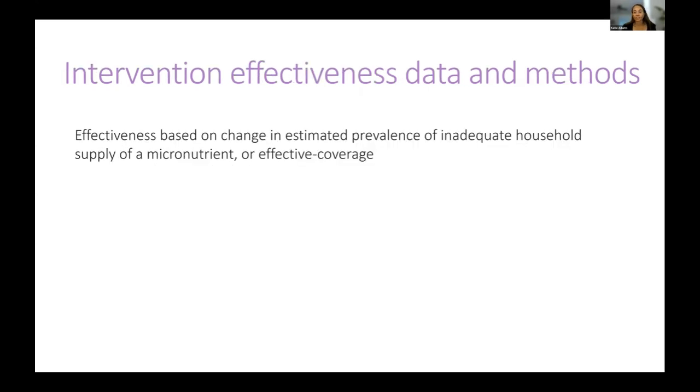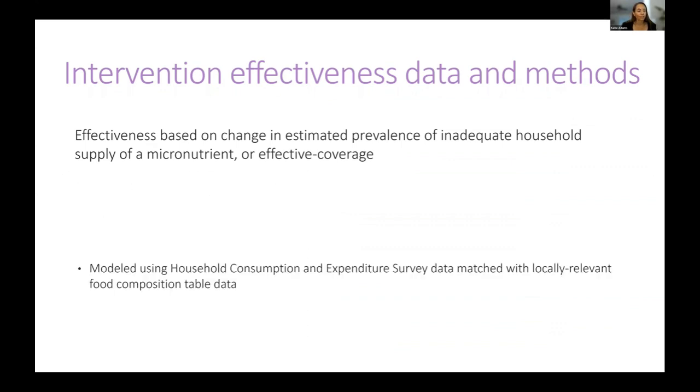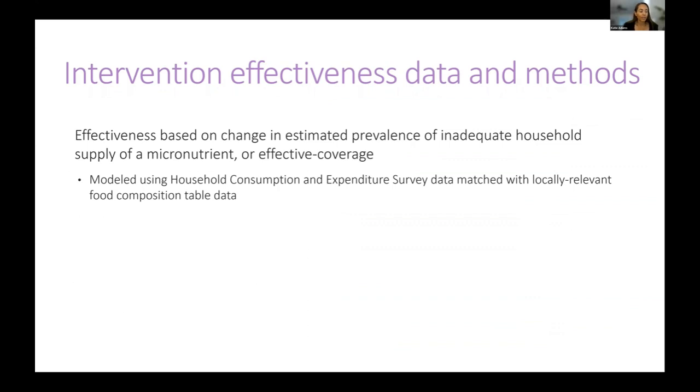In terms of effectiveness modeling, the methodology for estimating effectiveness in the MAPS tool is based on the concept of effective coverage, which is basically the change in the prevalence of inadequate micronutrient intake from diets alone compared to that prevalence with a micronutrient intervention or a set of interventions. We model this change using food consumption data from household consumption and expenditure surveys, matched with nutrient values from locally relevant food composition tables to estimate a baseline prevalence of inadequacy.